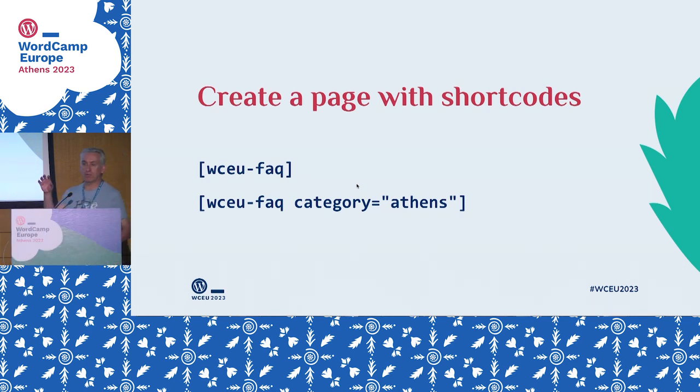Yeah, so in your post or page, you'll need a shortcode block and then put that shortcode into the shortcode block. You're all using the block editor, yeah? No one's using the classic editor. Good to know. So you're going to create 2 shortcode blocks, one with the first shortcode and one with the second shortcode that has a category.